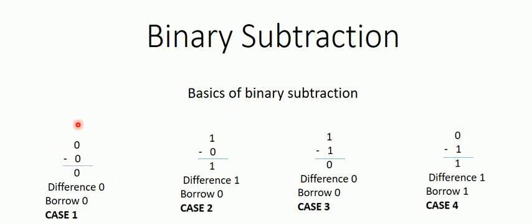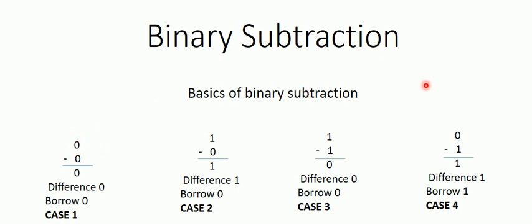Now we should know what is minuend and what is subtrahend. Minuend is a number from which another number is to be subtracted, and subtrahend is a number to be subtracted from another. That means subtrahend is subtracted from minuend.